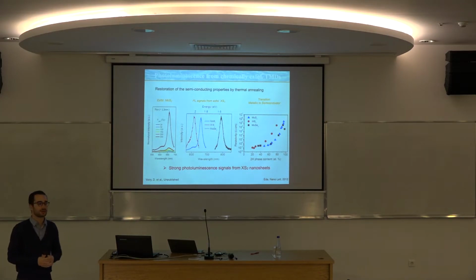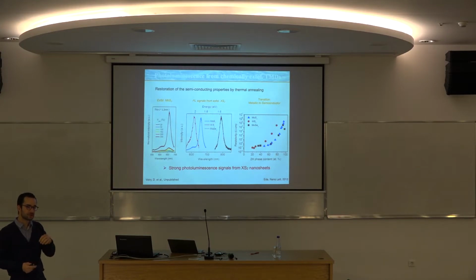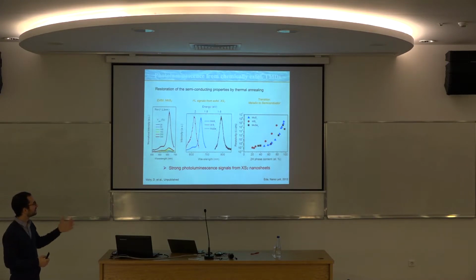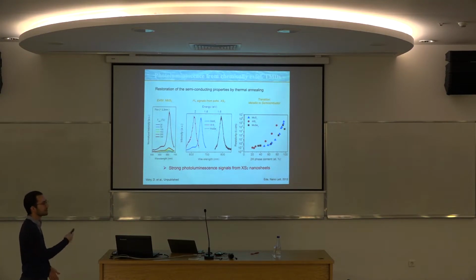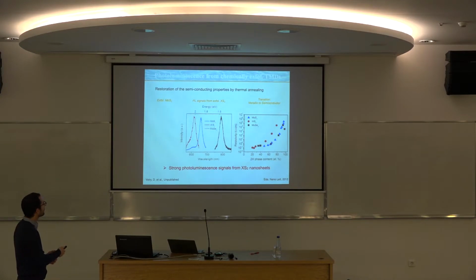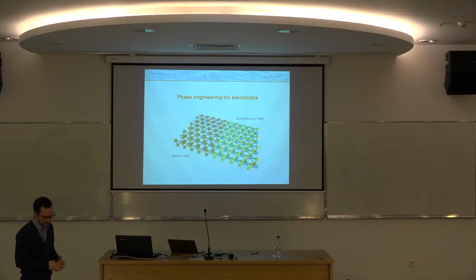And for the different types of TMDs, we have PL that is consistent with mechanically exfoliated or CVD grown TMDs. So at that time, it was the first method to prepare chemically exfoliated nanosheets of TMDs that are truly single layer and that show some PL signals. Of course, the signal is not as strong as what you would have from mechanically exfoliated or CVD grown TMDs, but I would say it's rather good for chemically exfoliated materials.